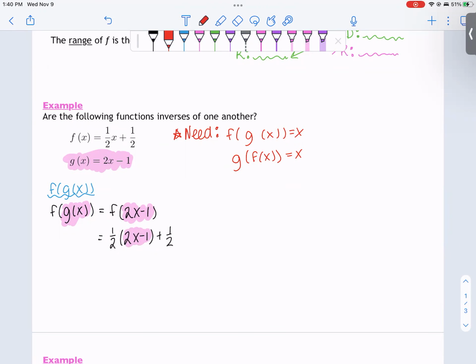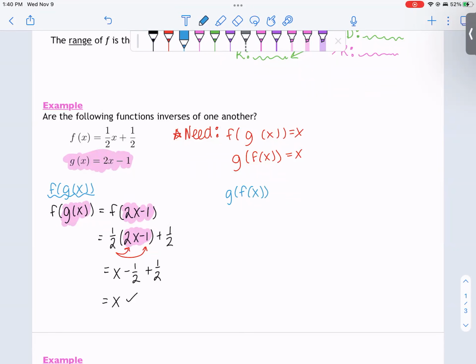If I distribute this 1/2, 1/2 times 2x is just x. 1/2 times 1 is minus 1/2. And then we have that plus 1/2 at the end. All right, we get x. That's good. It's a good start. Let's check the other composition direction.